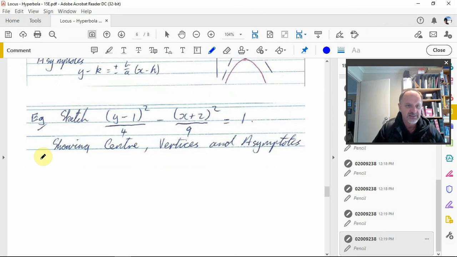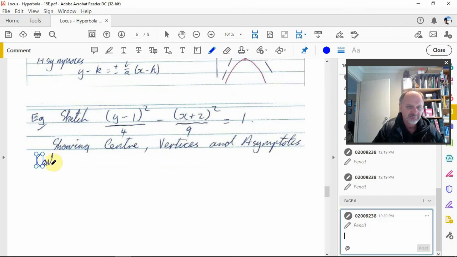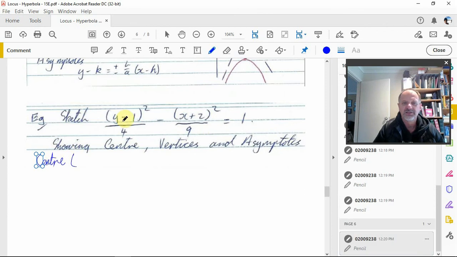So if we're going to sketch this particular one, because it's the y minus the x, we've got some slight changes. So our centre, that doesn't change. That's still these numbers here, so -2 and 1. And of course the h is -2 and our k is 1. Our a is still associated with that, so our a is still 3, and our b is still associated with the y, and so that's 2.